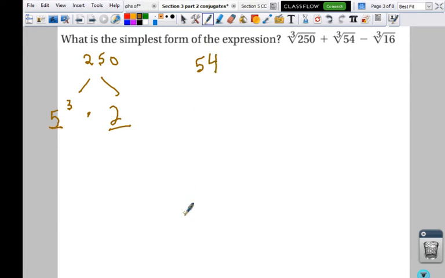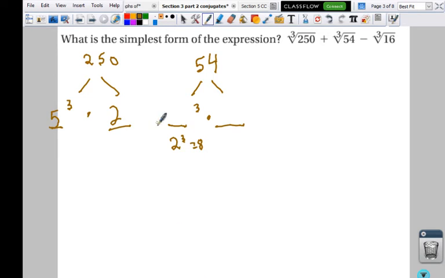Alright, 54. Actually, as you go through these, you tend to see the same numbers. This is like the 3rd time we've done this for 54. I want to know, 54 is going to be something to the 3rd times something else. So, alright, 2 to the 3rd is 8. Can I multiply 8 by something and get 54? Eventually.